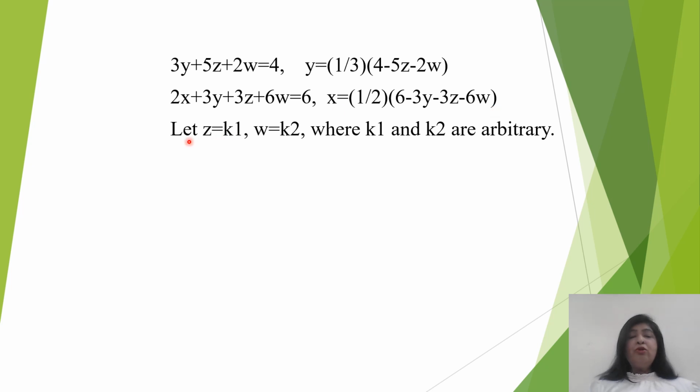So let us assume z is equal to k1, some arbitrary constant, and w is equal to k2, some arbitrary constant. So k1 and k2 can take any value. That's why this system of equations in x, y, z and w has infinitely many solutions.